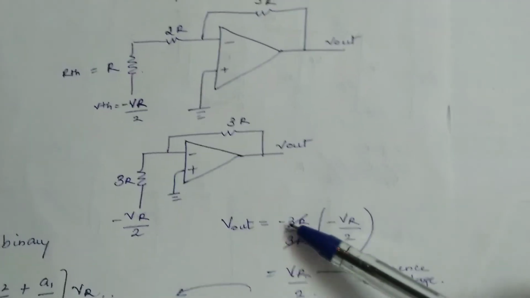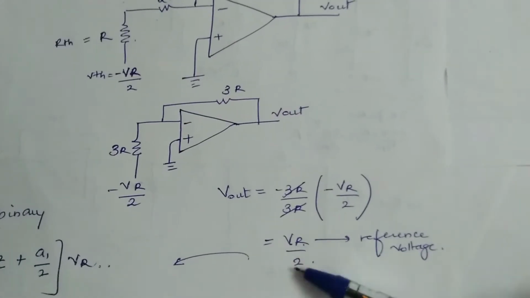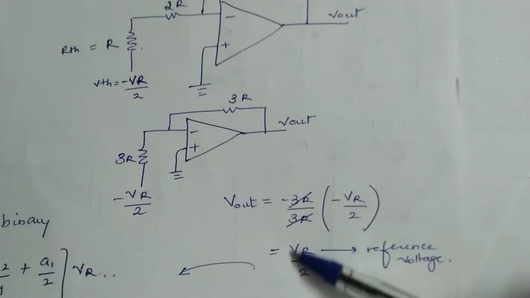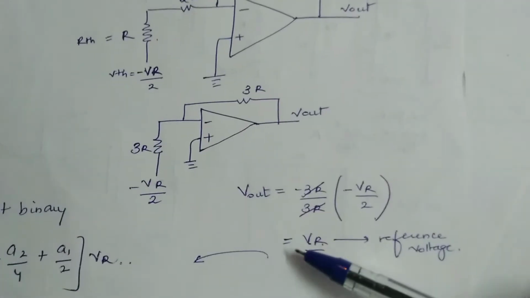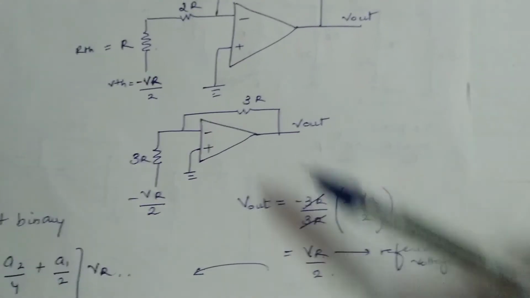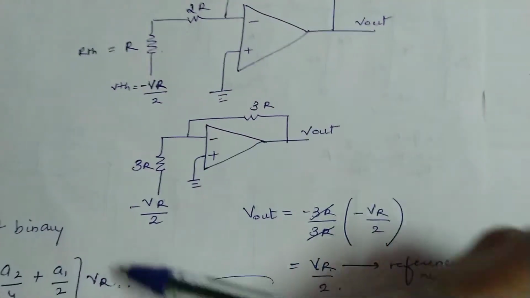So what is the output? The minus will get cancelled, and we get the output as VR by 2. Now this VR is the reference voltage which you had initially applied. Okay, now in order to check whether your answer from solving the diagram is correct, you have a predefined formula.